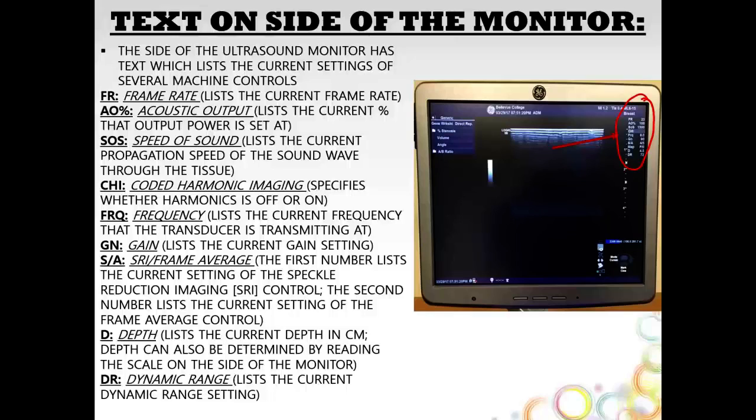On the GE machine, FR is the first text, and this is the frame rate, so it's listing the current frame rate that you're at. AO percentage, this is our current output power percentage. SOS, that means speed of sound. So this lists the current propagation speed of the sound wave through the tissue. CHI is our harmonics, coded harmonic imaging. This lets us know if harmonics is on or off currently.